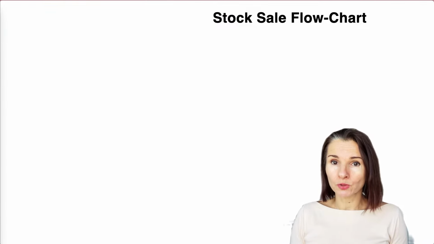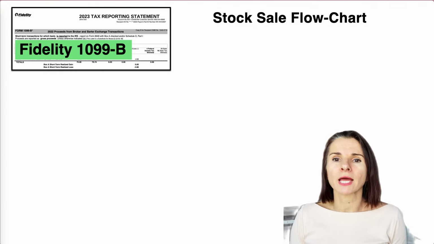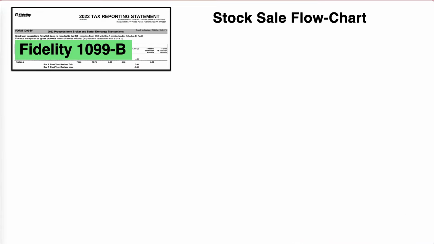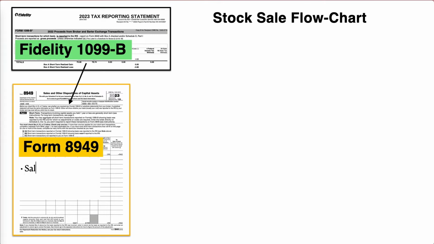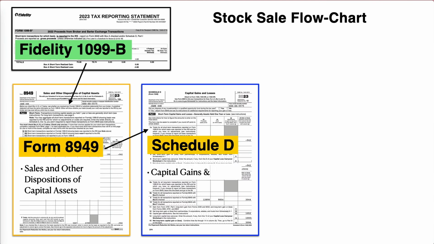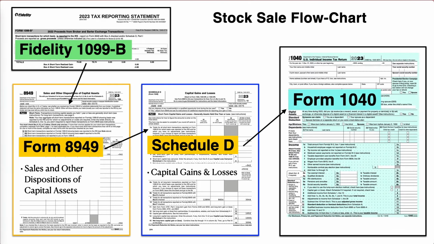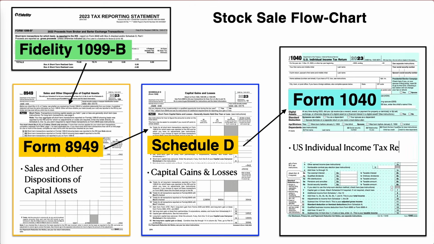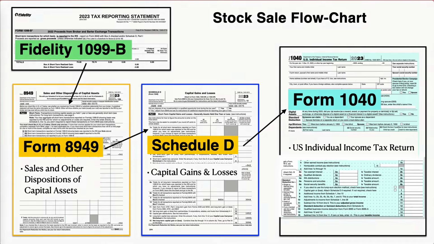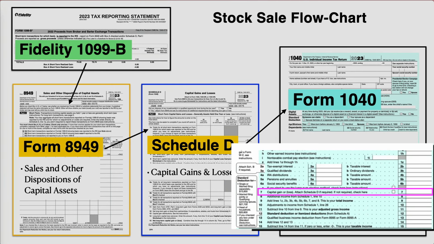When you sell stocks or mutual funds through Fidelity, you will receive a tax reporting statement, Form 1099-B, detailing your sales and any capital gains or losses. You will need to report this information on Form 8949, Disposition of Capital Assets, which then flows to Schedule D, summarizing your short and long-term capital gains and losses. Then, the total from Schedule D is reported on Form 1040, U.S. Individual Income Tax Return, on line 7, where it is added to your total income.